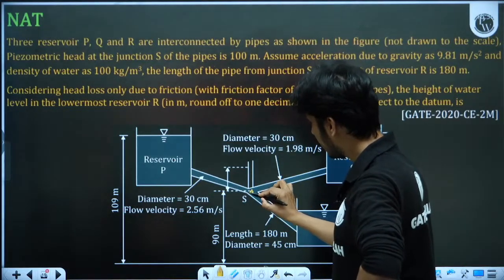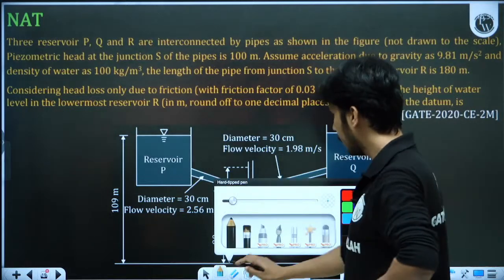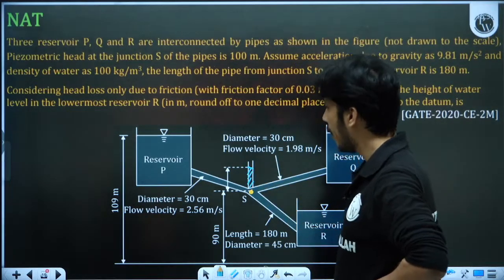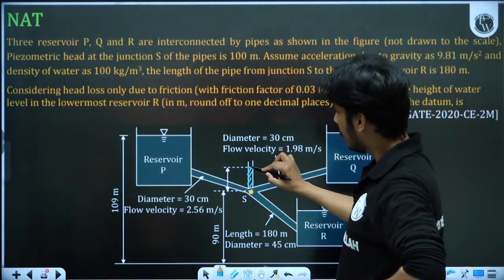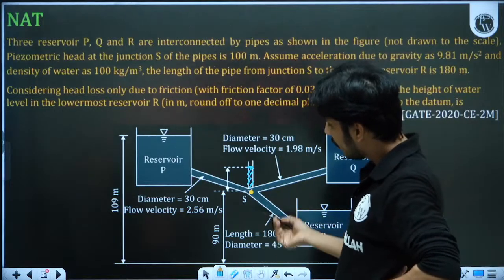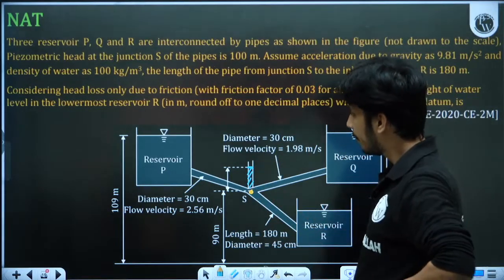Here this is a junction point, where some water level is given. It means that the total head is given here. Why is total head given here? Because here the velocity is having different directions now, so the water will be stagnant. Water being stagnant means what head will be there? The datum head 90 meter and the piezometric head.